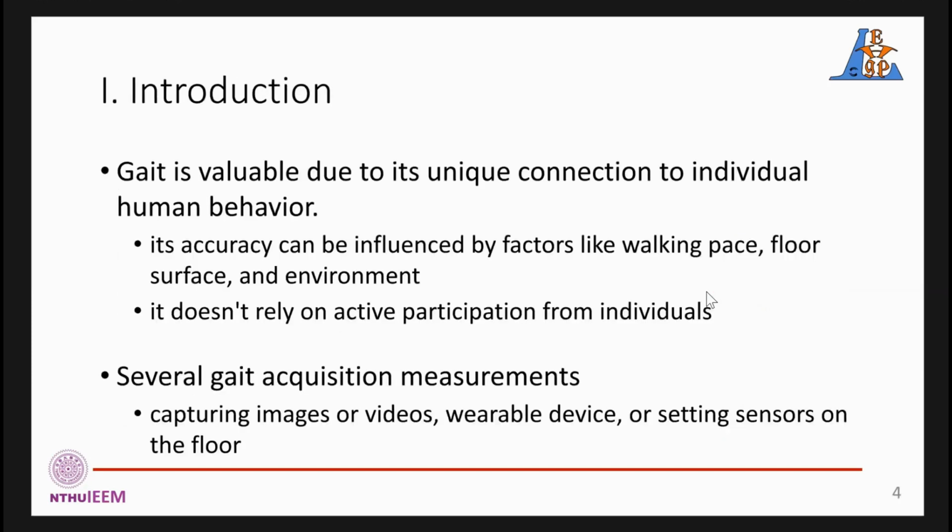Going to the introduction part. Everyone knows about gait. That's walking behavior, and everyone has their unique walking pattern. From this, it's possible to collect it and use it as a biometric. Of course, the accuracy will be influenced by the walking speed, the floor surface, or other environments. But it is still a good and ongoing investigation for gait biometrics, because it doesn't rely on active participation from individuals.